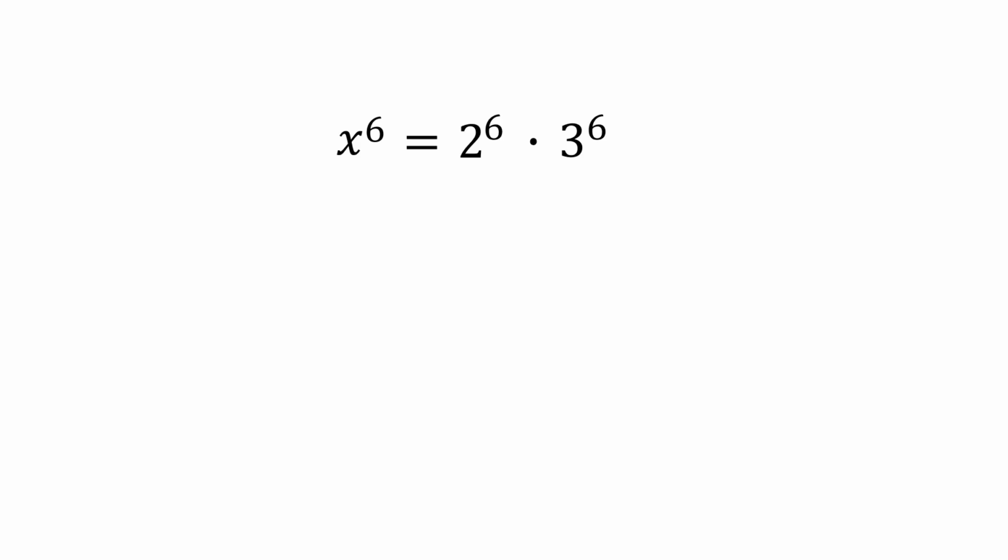Now look at the right-hand side. We have 2 numbers, both raised to exactly the same power. That reminds us of another law of indices. If the exponents are the same, we can multiply the bases first and keep the exponent. Watch what happens. 2 times 3 becomes 6. The exponent doesn't change. And just like that, our equation becomes x^6 = 6^6.